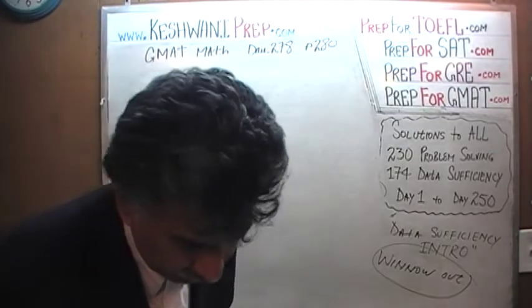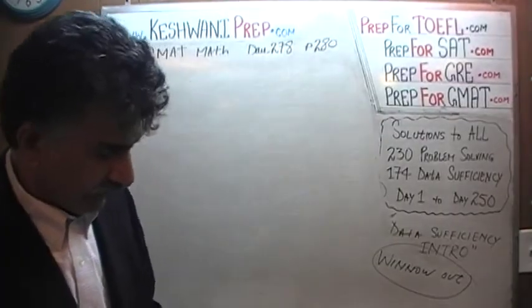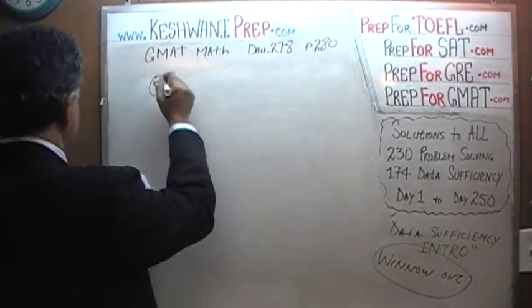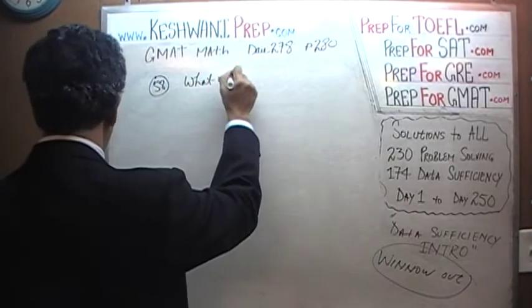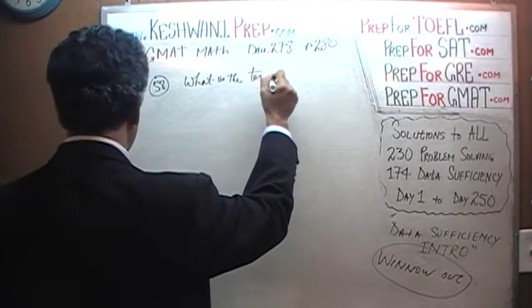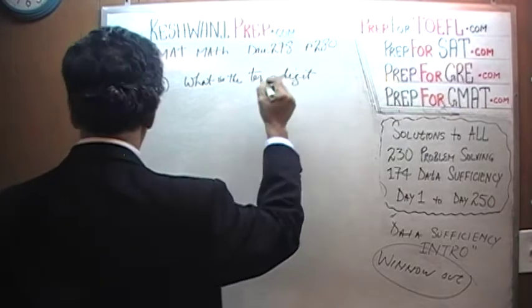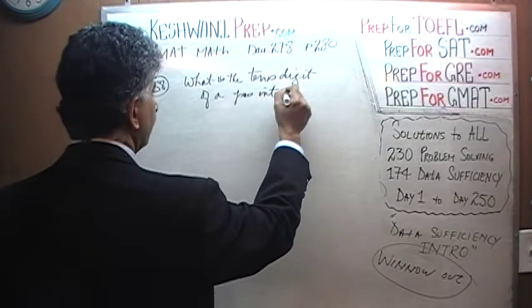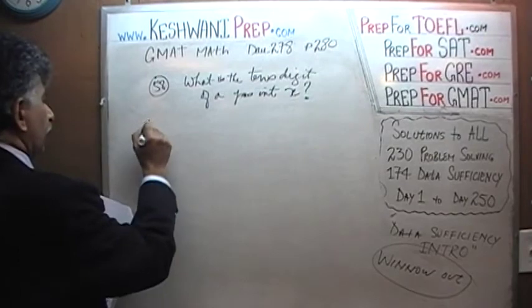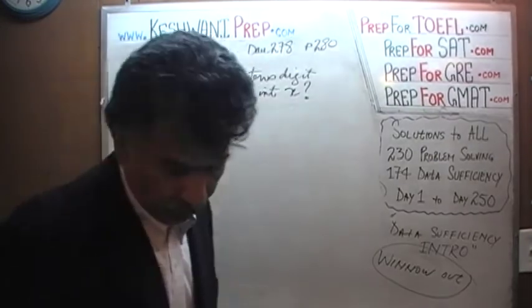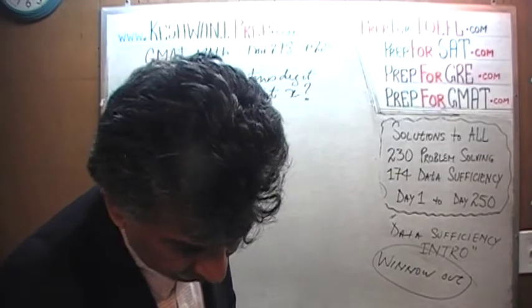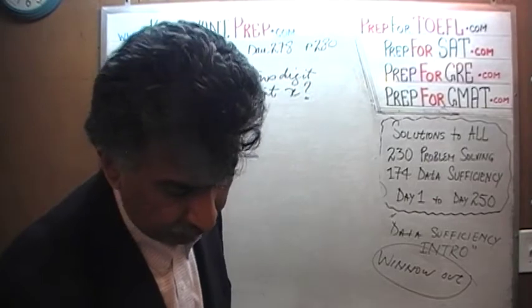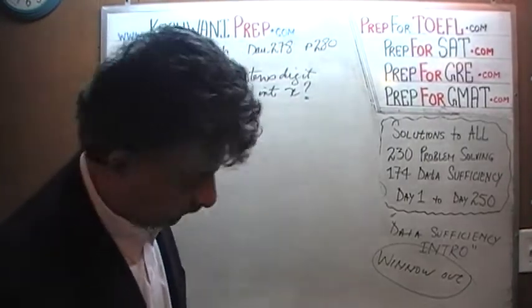Number 58. We have quite a lot of work to do. We are only on number 1. Number 58. What is the 10th digit of a positive integer x? My plan actually was to do this entire column in one video. I do not think it's going to happen because I have taken way too much time. I have taken an inordinate amount of time explaining the first question, and we are still only on number 2.